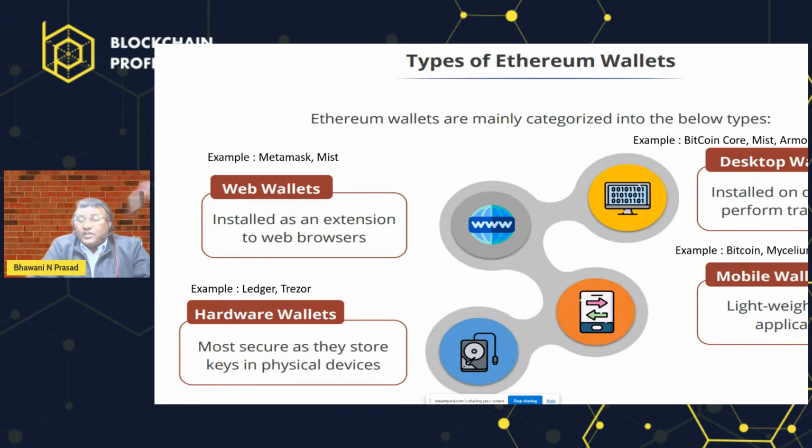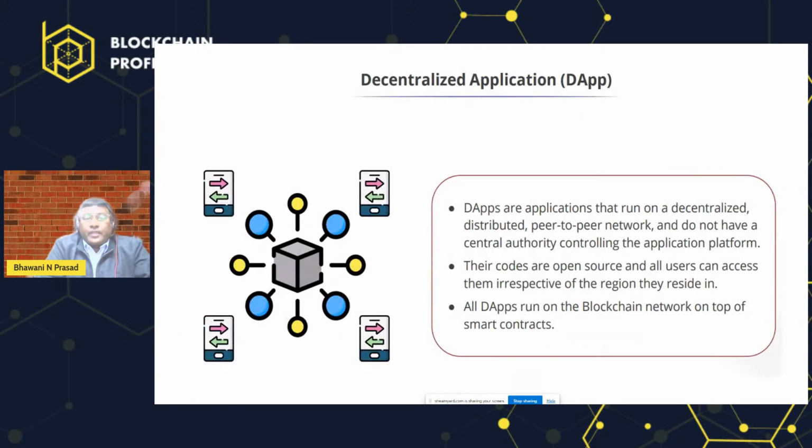Then we have mobile wallets, which are more popular lightweight applications, like Bitcoin or Mycelium. We have hardware wallets, Ledger and Trezor, which are the most secure as they store keys in physical devices. These four types of Ethereum wallets are popular.